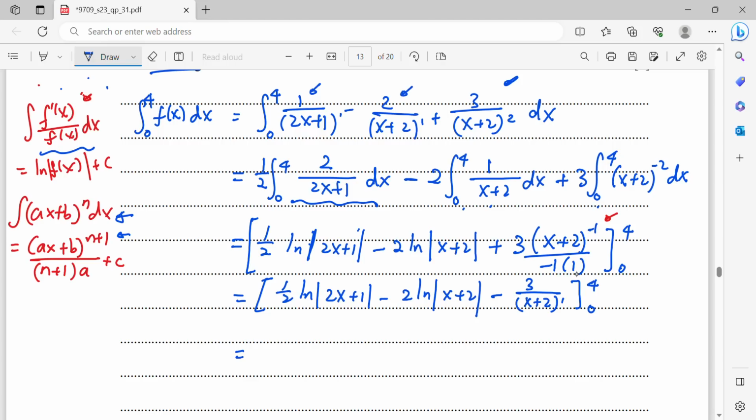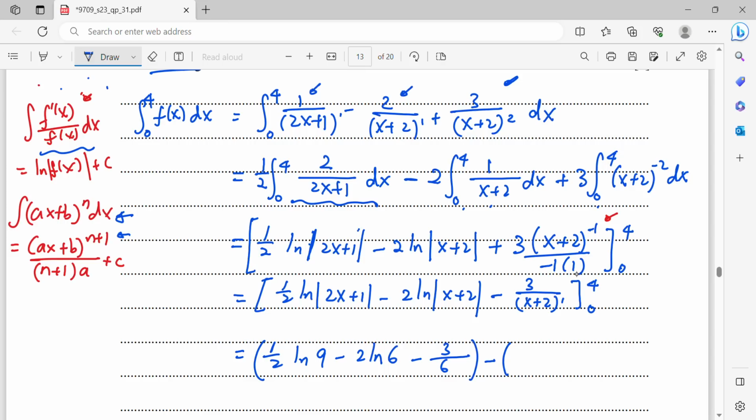Okay, so then now I will start replacing the x values. Firstly, the x will be replaced by 4. So I'll get half ln. 2 times 4 is 8. 8 plus 1 is 9. Since this is positive, then I will ignore the modulus sign. Okay, then minus 2 ln. 4 plus 2 is going to be 6. Then minus 3 over 4 plus 2 is 6. I get these three terms when my x equals 4.